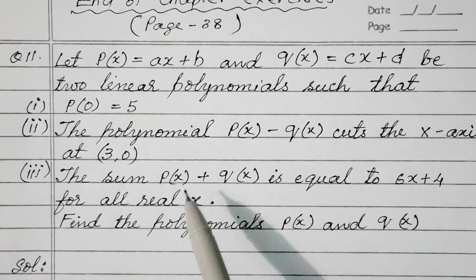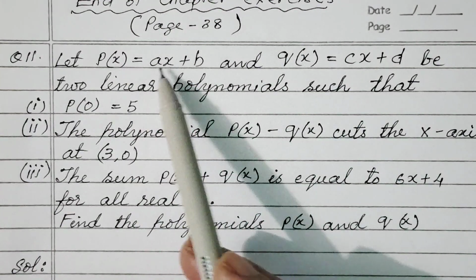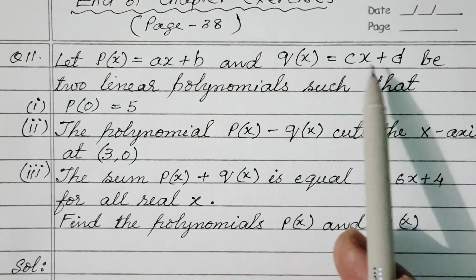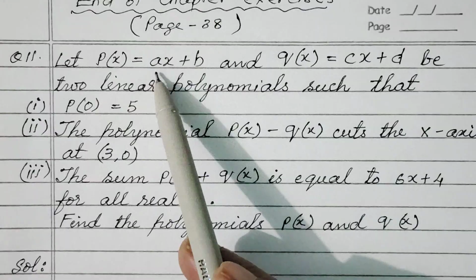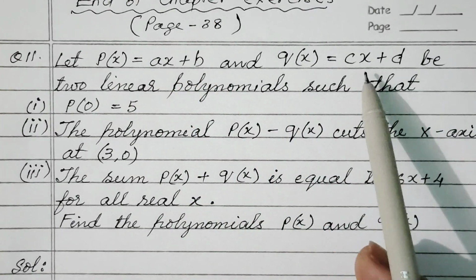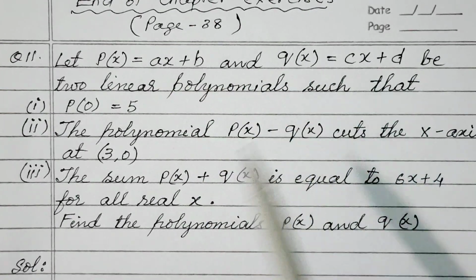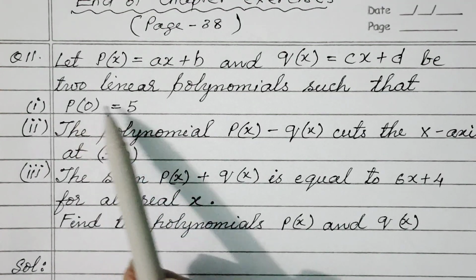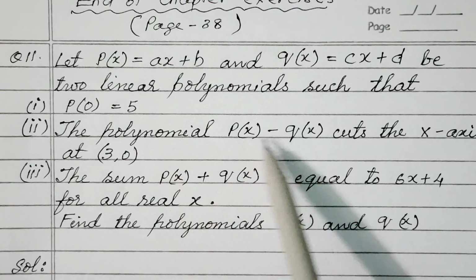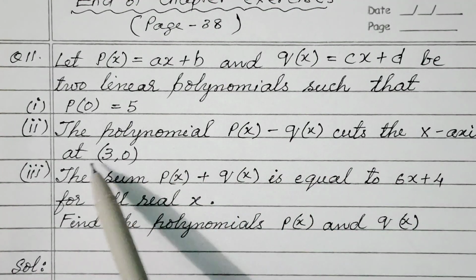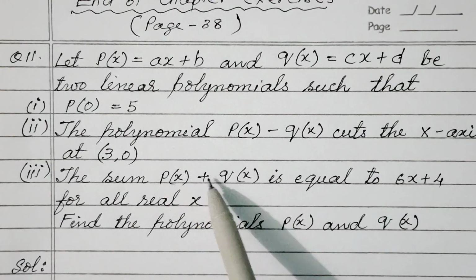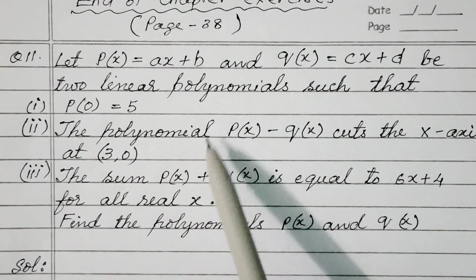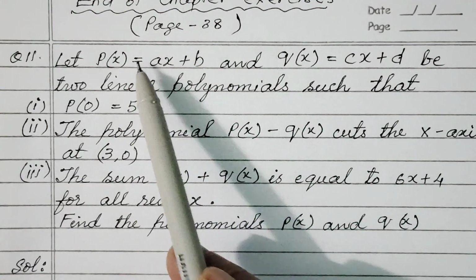So here they have given us two polynomials, p(x) equal to ax plus b, q(x) equal to cx plus d. You have to find these two polynomials. That means you have to find the values of a, b, c and d. Then we can find the two polynomials. What you have been given is that p(0) equals 5, p(x) minus q(x) cuts the x-axis at (3, 0), and p(x) plus q(x) is equal to 6x plus 4. Using these three, you have to find p(x) and q(x).